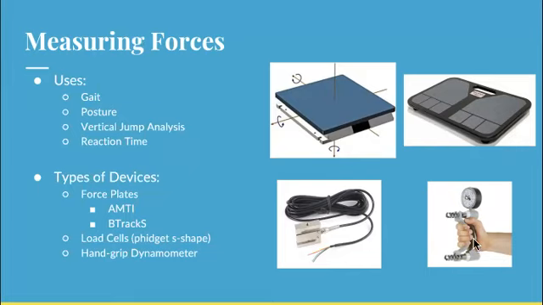There are also other devices like the Fidget's S-shaped load cell, which can be used to measure tension or pulling forces like tug of war, and also hand grip dynamometers, which can be used to measure grip strength, which may be a simple proxy of overall strength. So forces can be measured in a variety of ways, 2 of which you'll observe in this class.